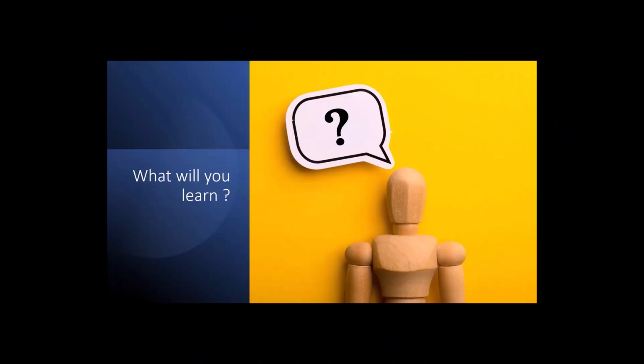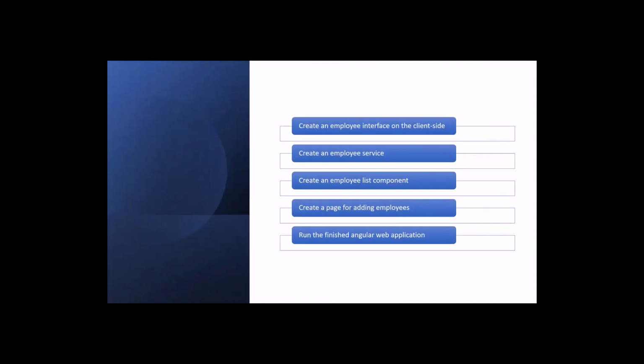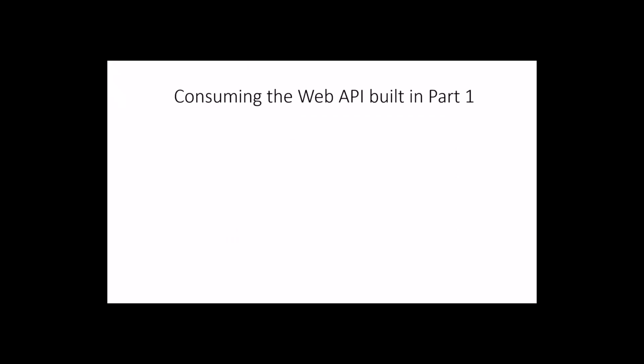Let's see what you will learn. We'll create an employee interface on the client side, create an employee service, create an employee list component, create a page for adding employees, and run the finished Angular web application. So we will consume the web API that we built in part 1.